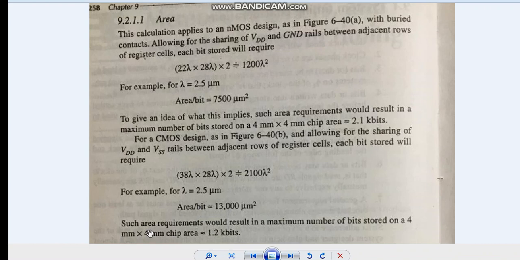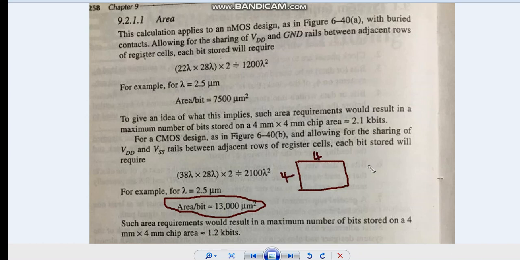They have given here: such area requirement would result in a maximum number of bits stored on a 4x4 chip area, which is approximately equal to 1.2 kilobits. What is the meaning of this sentence? To store 1 bit, this is the area it is using. In case they give 4x4 millimeter, this is the area, 4x4, nothing but the area here.